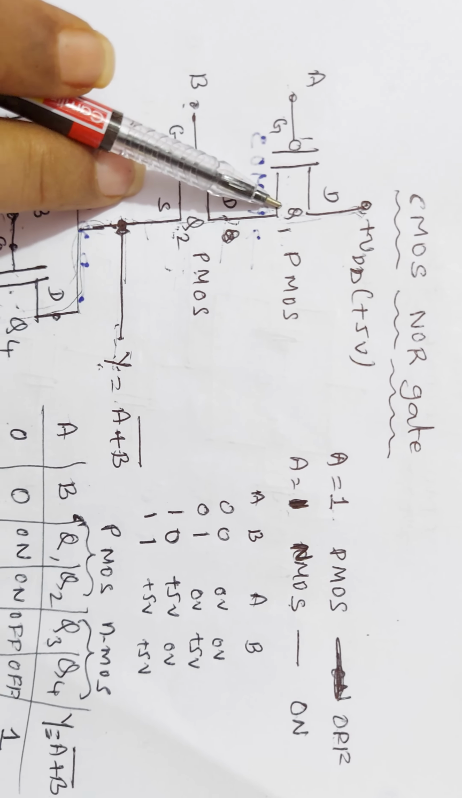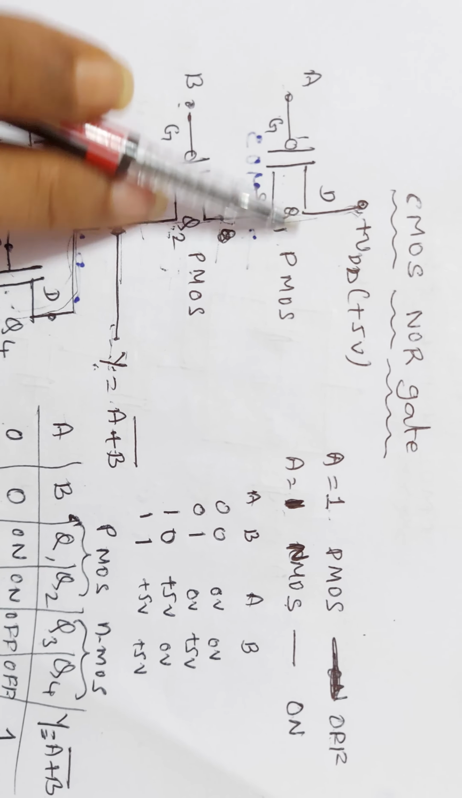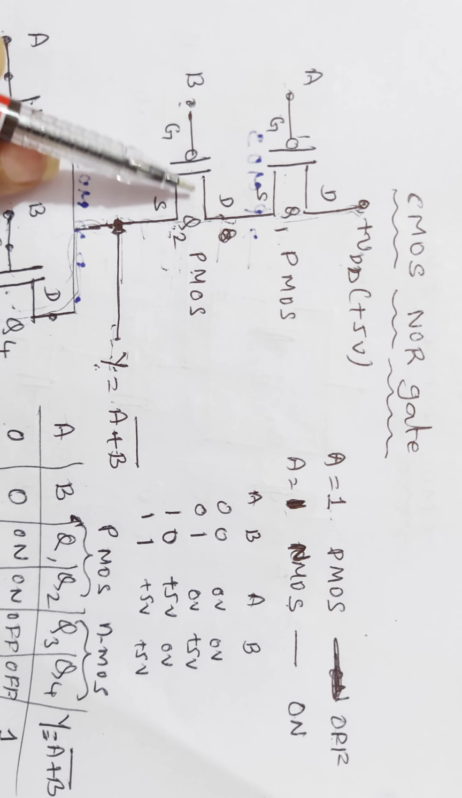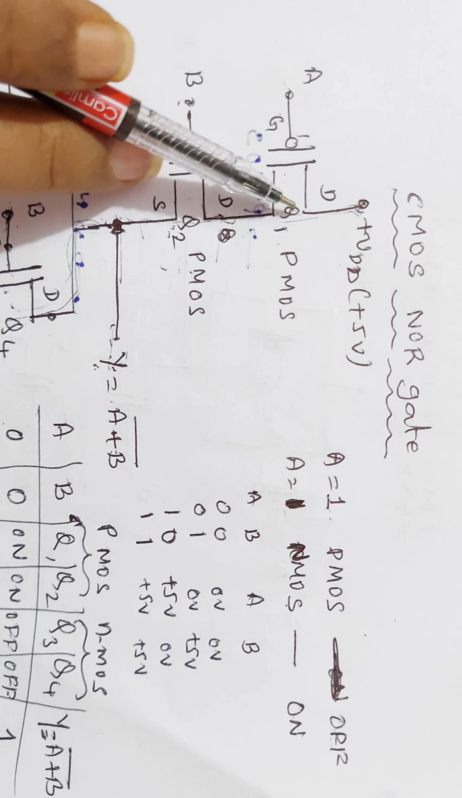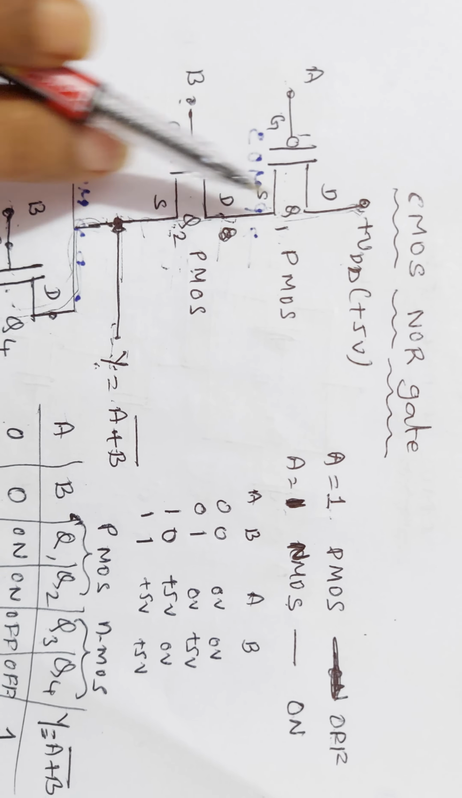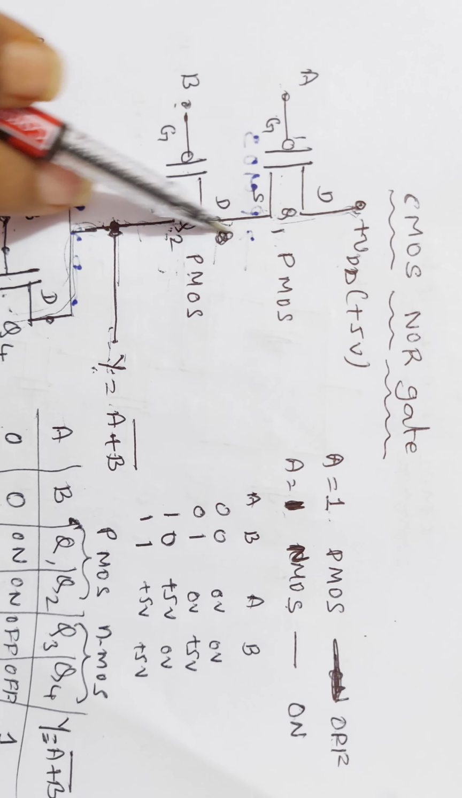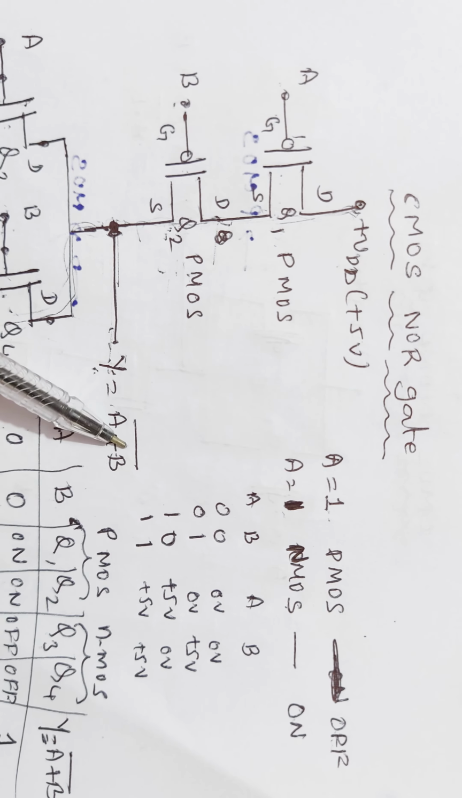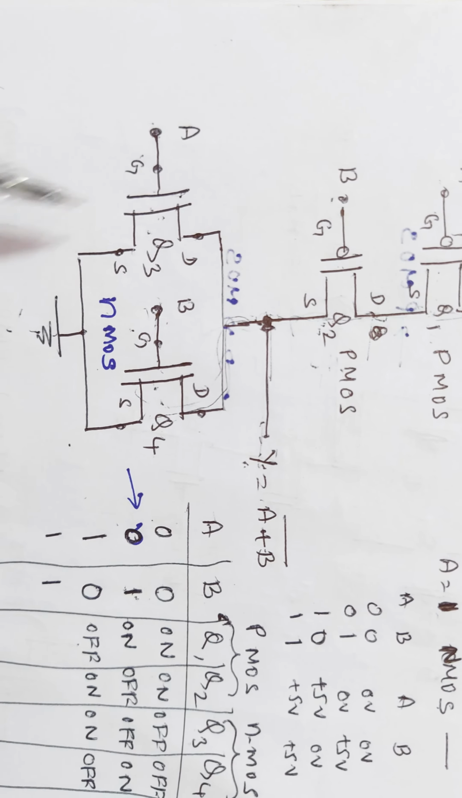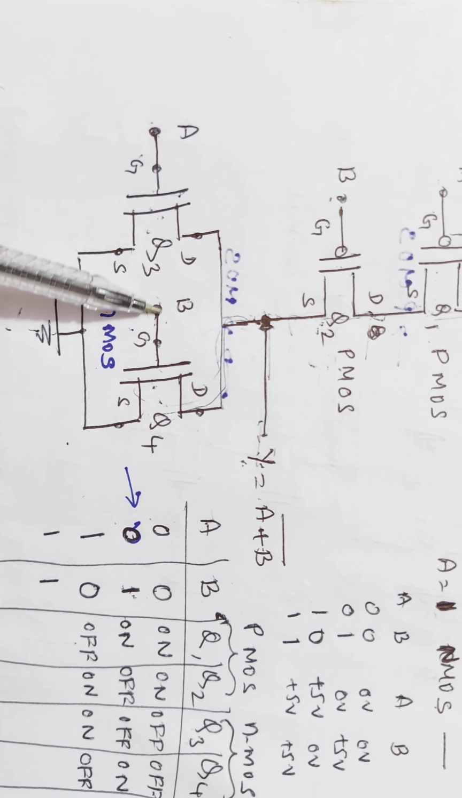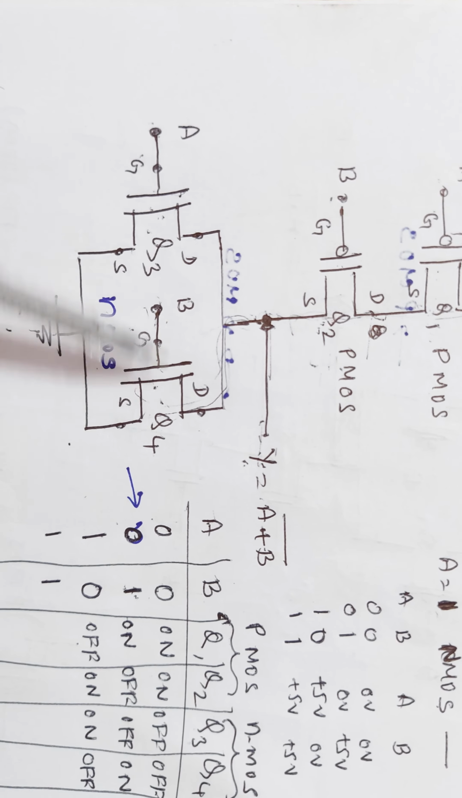When A equals 1, it goes off. It acts as an open switch. When B equals 1, it goes off. It acts as an open switch. Here and here both are open. Therefore, the circuit is disconnected at both points. No current will flow from VDD to Y. Output is 0. Here, when A is 1 and B is 1, both are on.